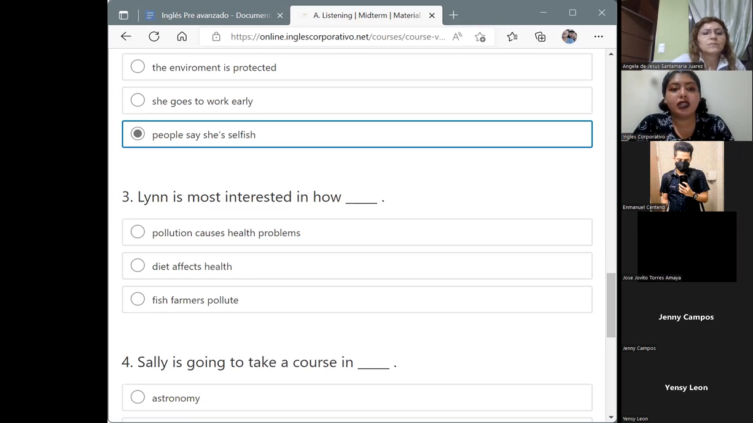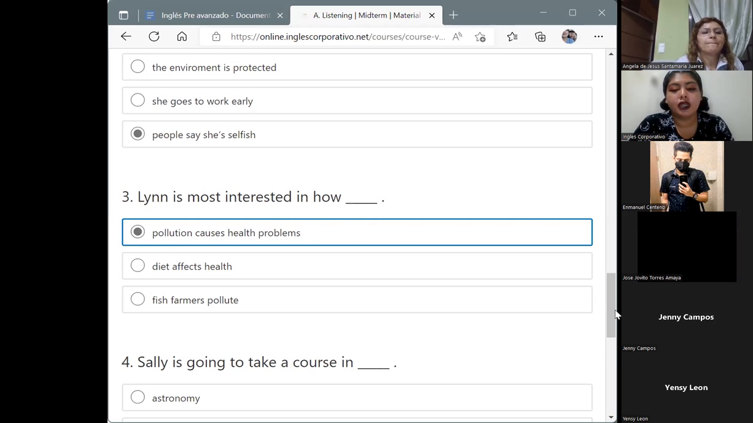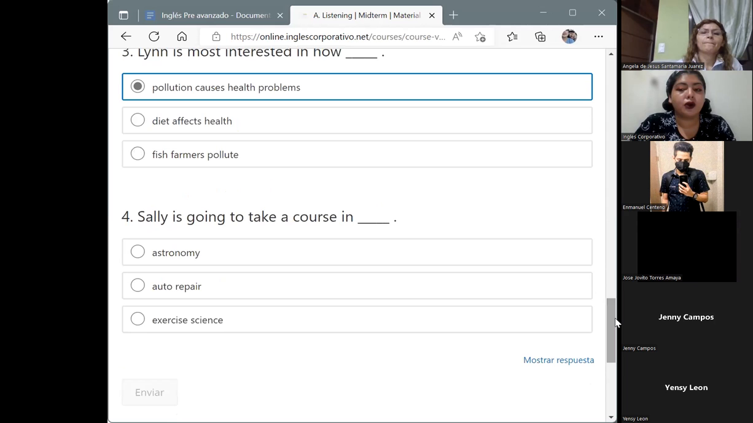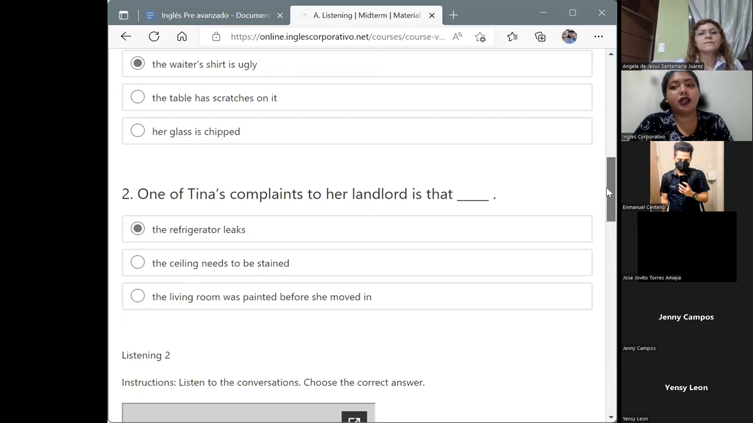Then Lynn is most interested in how pollution causes health problems. Good. And the last one, Sally is going to take a course in exercise science. Good. Yes, those are the answers.